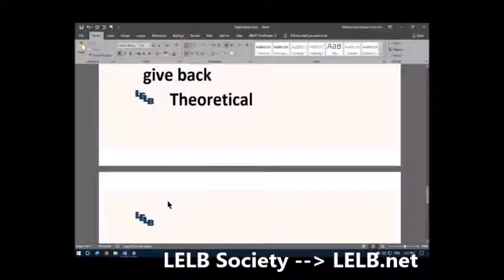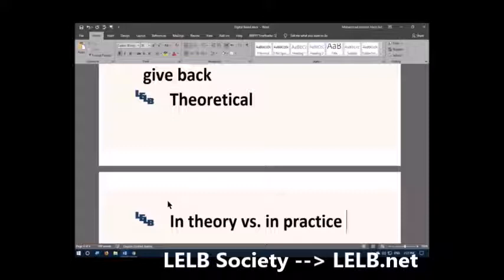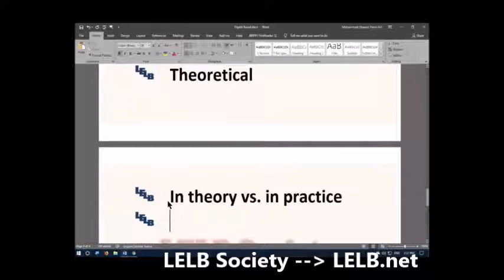We say in theory versus in practice. If something is in theory, it means it is theoretical. If something is in practice, it means it is practical. Or pragmatic, another synonym for practical.